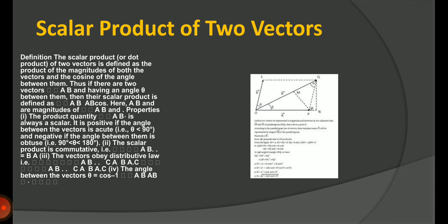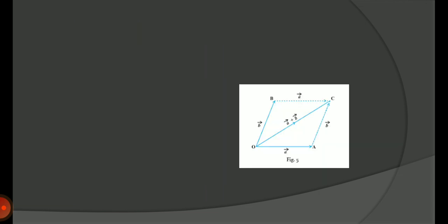The scalar product is commutative. The scalar product obeys the distributive law, that is A.(B plus C) equals A.B plus A.C. The angle between the vectors, theta, is equal to cos inverse of A.B over AB. The scalar product of two vectors will be maximum when cos theta is equal to 1, that is, theta is equal to 0 degrees. That is, when the vectors are parallel. The scalar product is minimum when cos theta is equal to minus 1, that is, theta is 180 degrees, if the two vectors are anti-parallel.